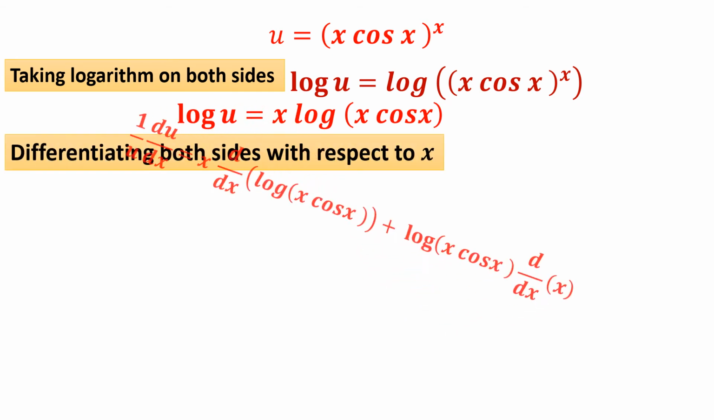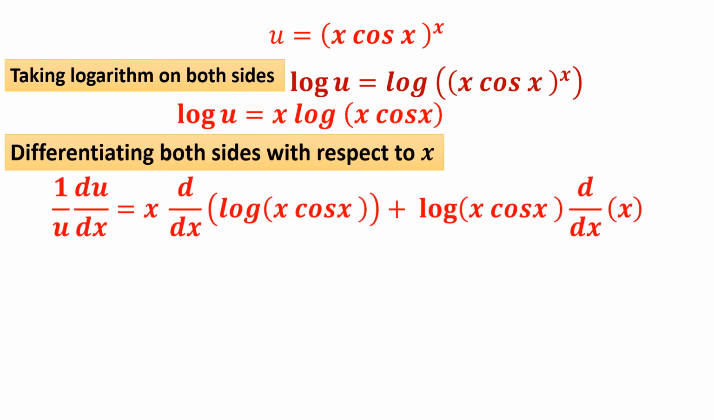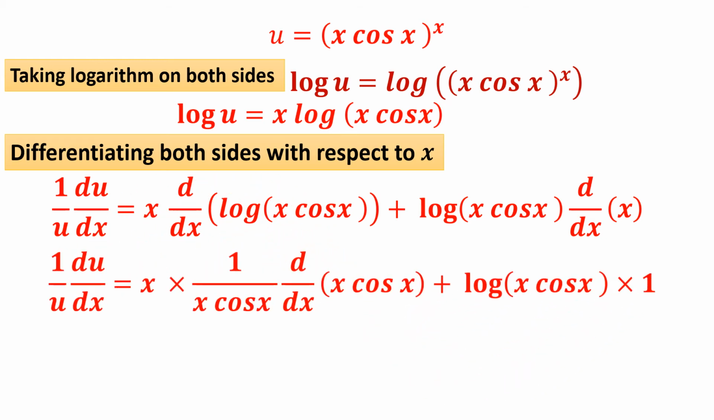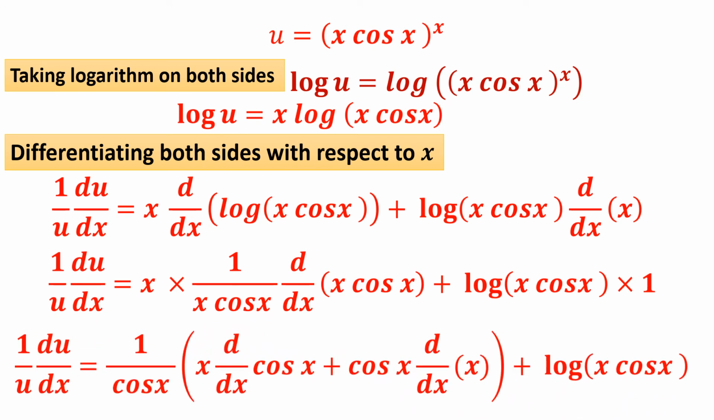Differentiating both sides. Left side 1/u du/dx. Right side, by making use of the product rule, x into d/dx of the second function, that is log of x cos x, plus keep log of x cos x and differentiate x. Now x into, what is the differentiation of log of something by making use of the chain rule? 1 upon x cos x into d/dx of x cos x, plus log of x cos x into differentiation of x, which is 1. Then x and x will get cancelled, therefore 1 upon cos x.